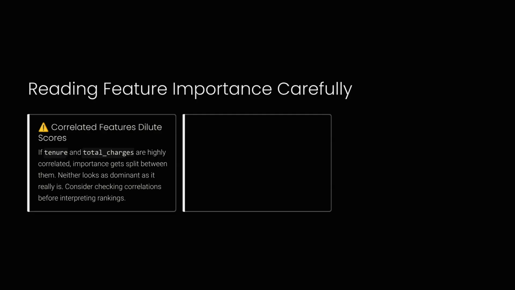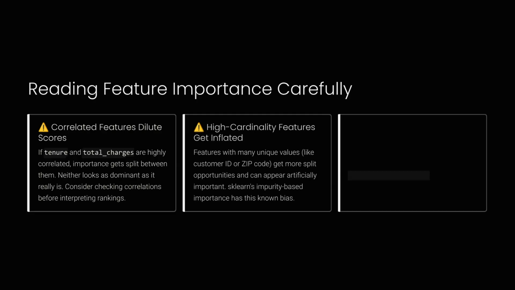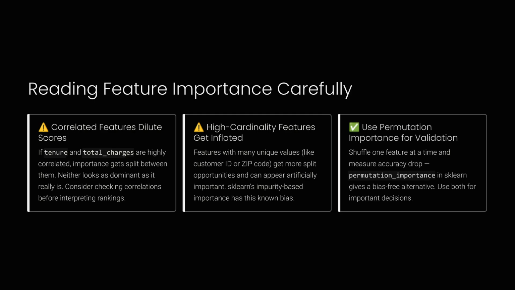Correlated features dilute each other's scores. High cardinality features can get artificially inflated. For a bias-free alternative, consider using permutation importance for validation alongside the standard impurity-based method.